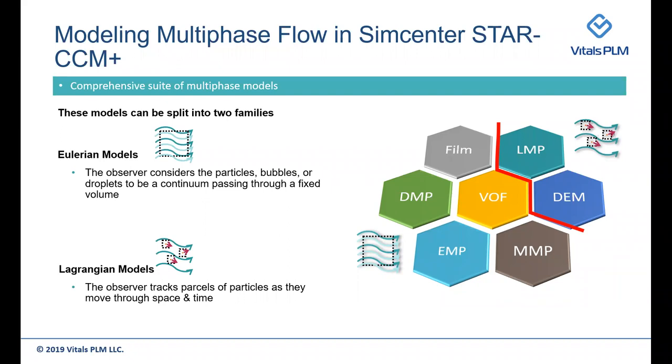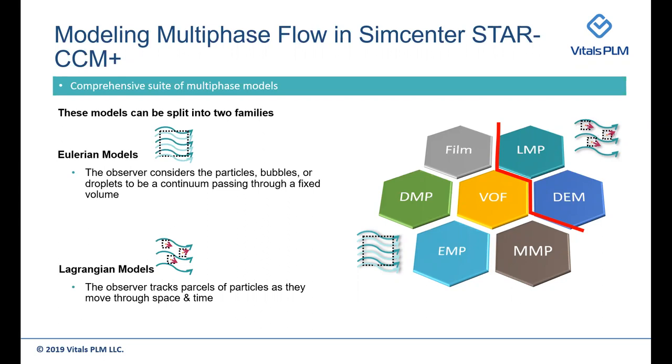Further, the seven multiphase models listed in the previous slide can be broadly classified into two families based on the flow modeling approaches. We may all recall what we studied in our graduate course about flow modeling approaches, the Euler and Lagrange approach. In the Euler approach, the observer considers the particles, bubbles, or droplets to be a continuum passing through a fixed volume. This is quite similar to the river example we studied in our universities, where the observer is sitting on the river bank and observing the river flowing in front of him.